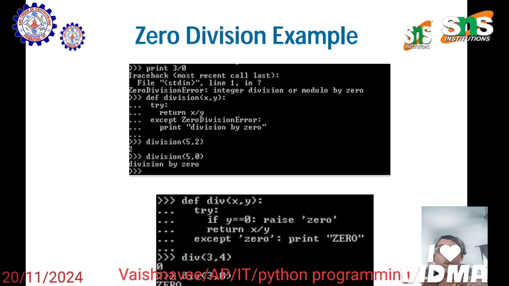So divisible by 0 error. So 5 by 2 is not an exception, so it gives the answer, that is 2. And 5 comma 0 gives division by zero error, it is handled. This is about the exception handling.